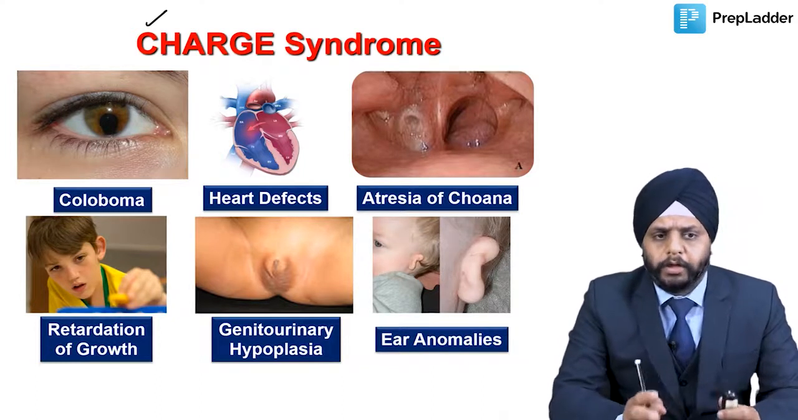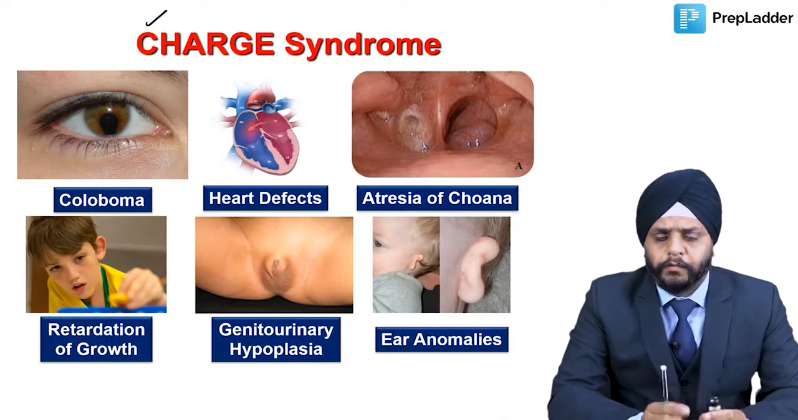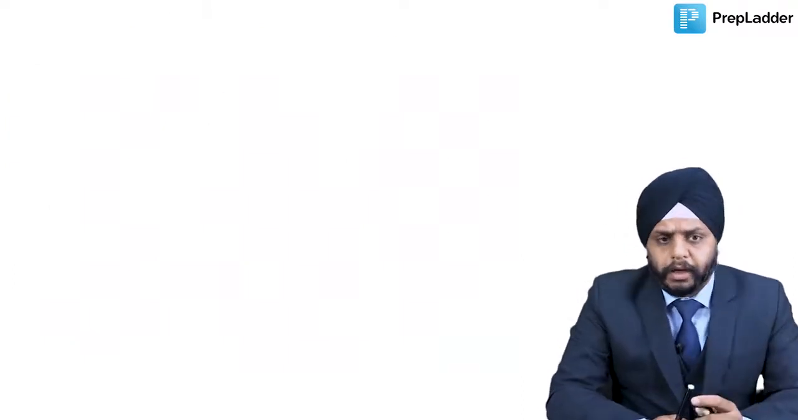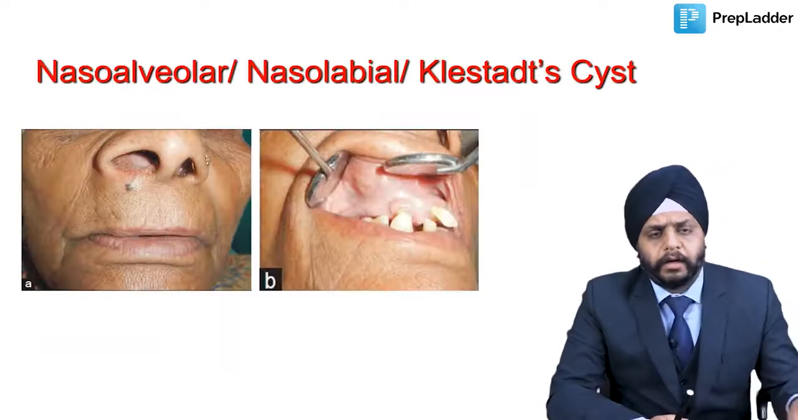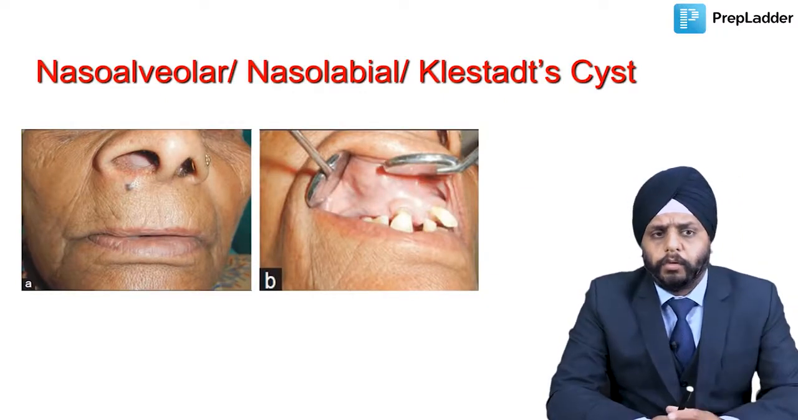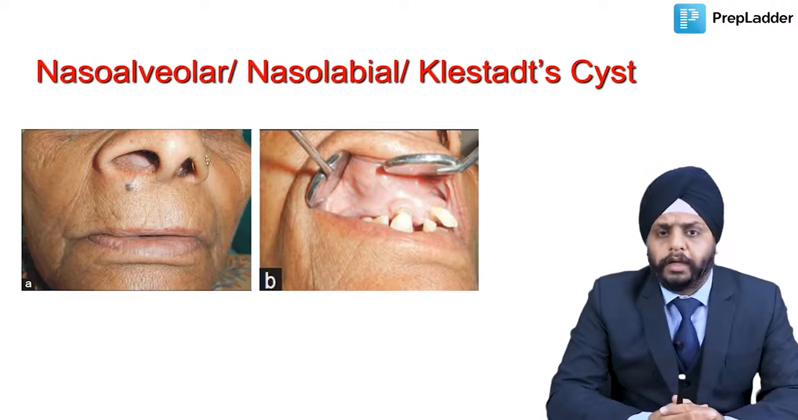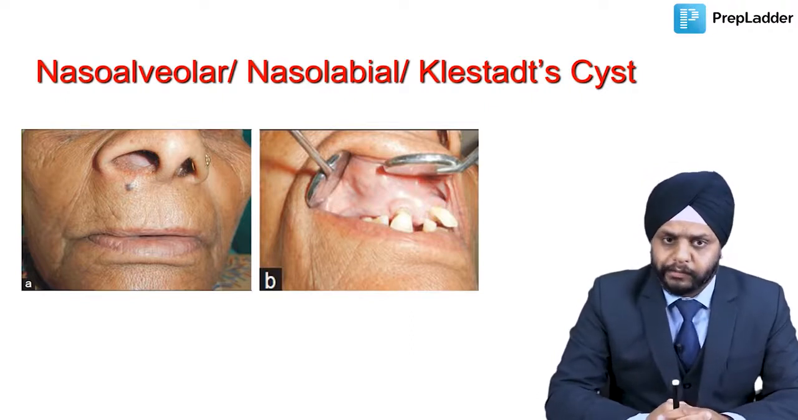Okay. So we'll have to take care of all these things also before we go for the surgery. Right. Let's come to the next condition. The next congenital condition is known as nasoalveolar or nasolabial or Klestadt's cyst.